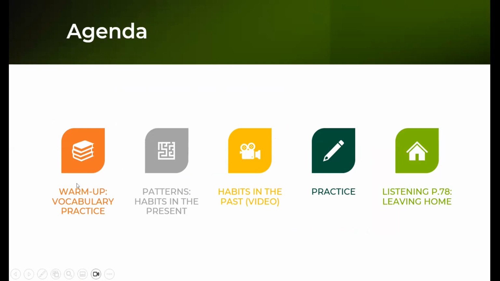So we're going to practice the vocabulary that we just learned in the previous part of the class from Unit 8. We're going to study the patterns to talk about habits in the present, also to talk about habits in the past. We're going to watch a video. Then we're going to practice. This activity will be done in groups. And then we will continue with a listening activity on page 78 that is called Leaving Home. Okay, so that is what we have planned today.